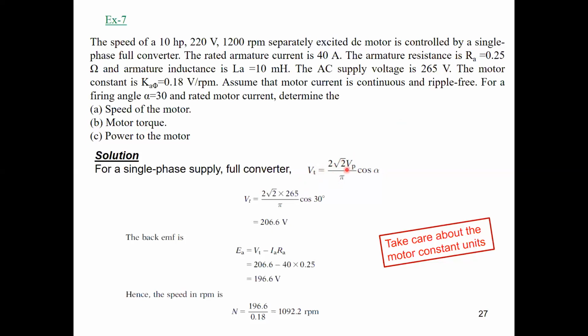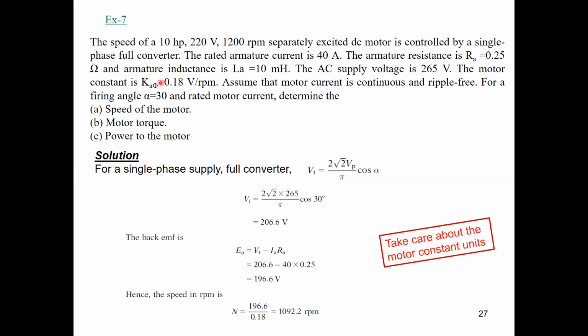So Vp is the RMS value, which all the time is given in AC quantities. So we can multiply 2 by square root of 2 by Vp, which is 265, divided by pi, and cosine alpha, which is 30 degrees in this case, and we can get the output voltage. This is the output voltage at 30 degrees, and this is the operating condition here. The required is to get the speed of the motor. In order to get the speed of the motor, we need to calculate the EMF, and we have the value of K phi to calculate the RPM.